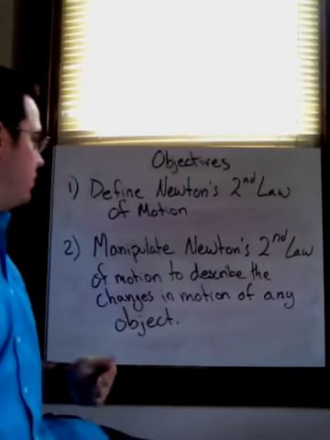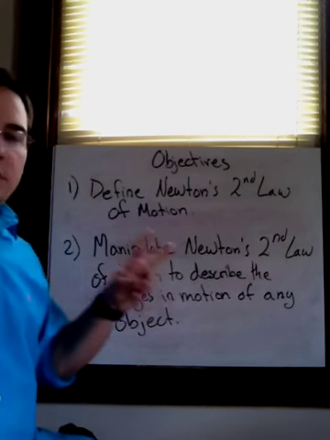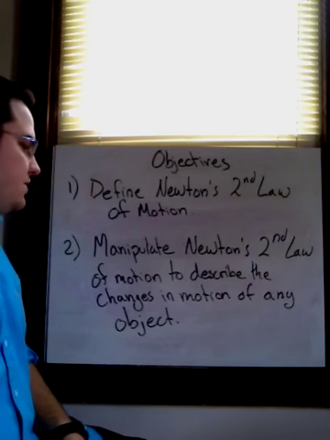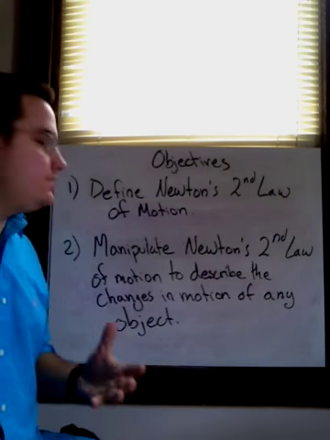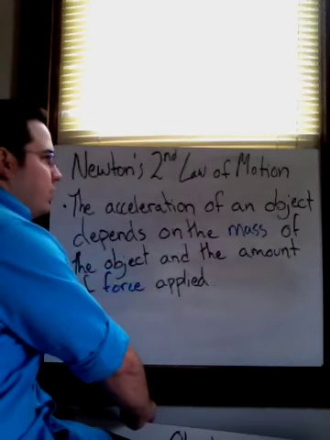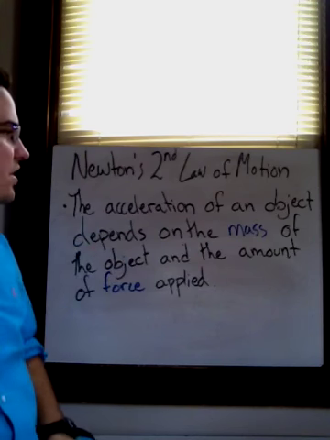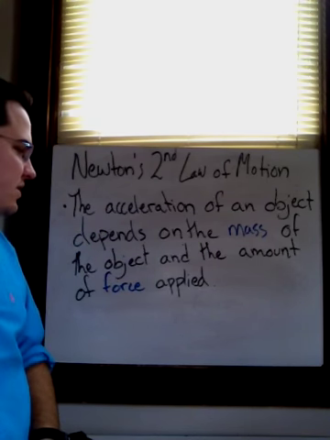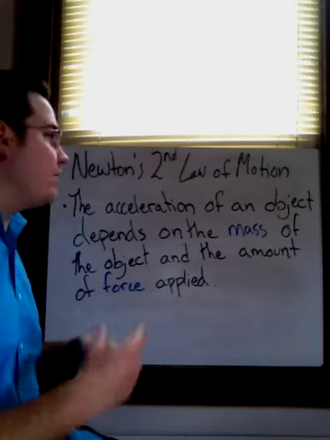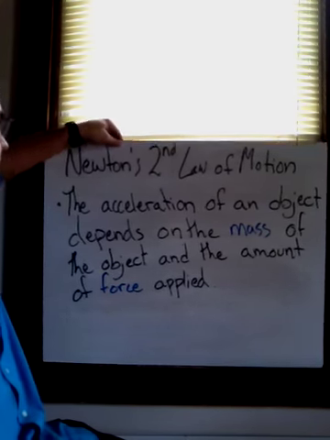Alright, in this video, the first objective is to define Newton's second law of motion, and second, to manipulate Newton's second law of motion to describe the change in motion of any object. First, we'll start off with what the second law says. The second law states the acceleration of an object depends on the mass of the object and the amount of force applied.